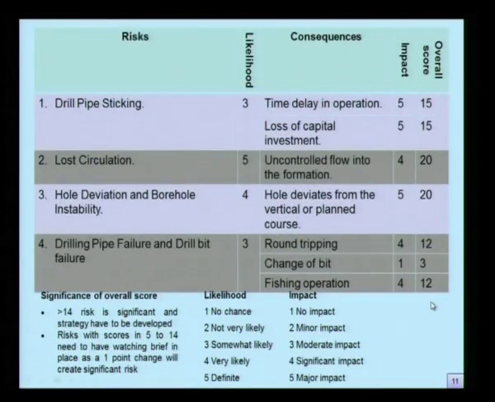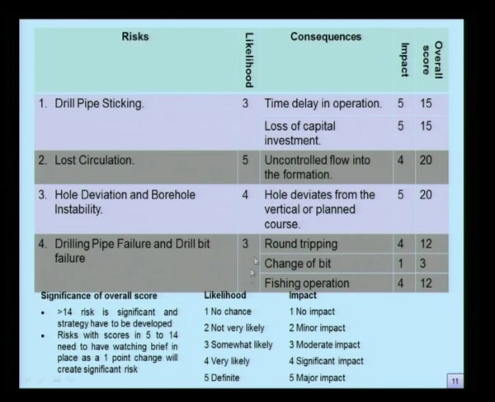Now, based on this, let us try to classify the risks of these events, their likelihood and their consequences if at all they occur. The likelihood of every event is given on a 5-point scale. If the score is 1, then we can say there is no chance of that particular event occurring. If the score is 5, we can say there is a definite chance of that event occurring.